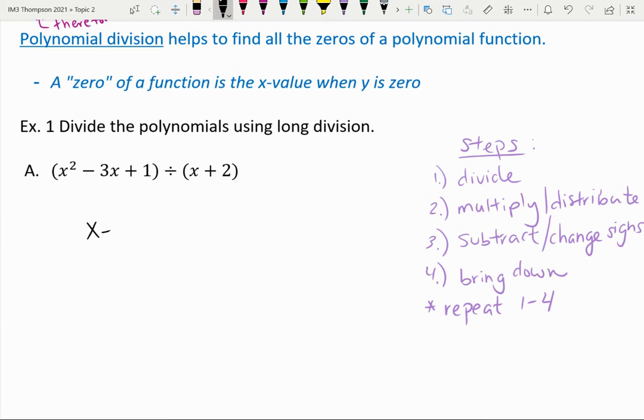So I wrote out some steps here that I think are helpful in our process. They're the same steps that we used for dividing rational numbers, maybe with some just added language there.